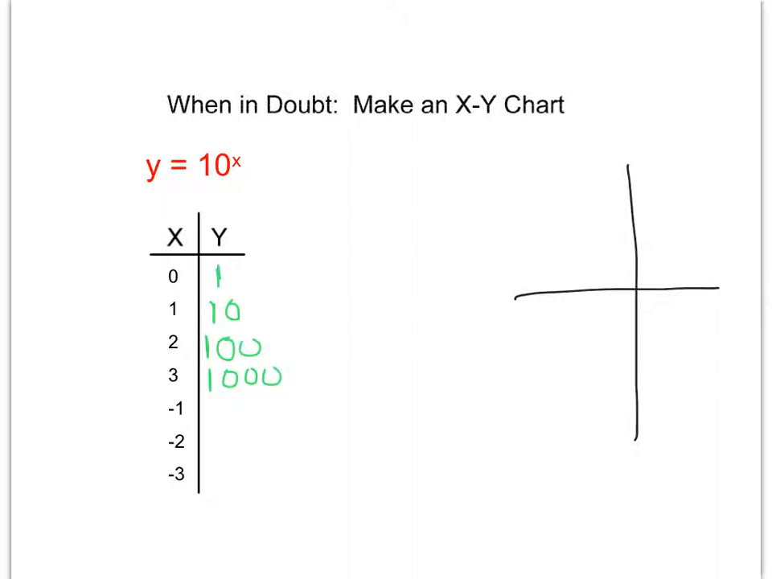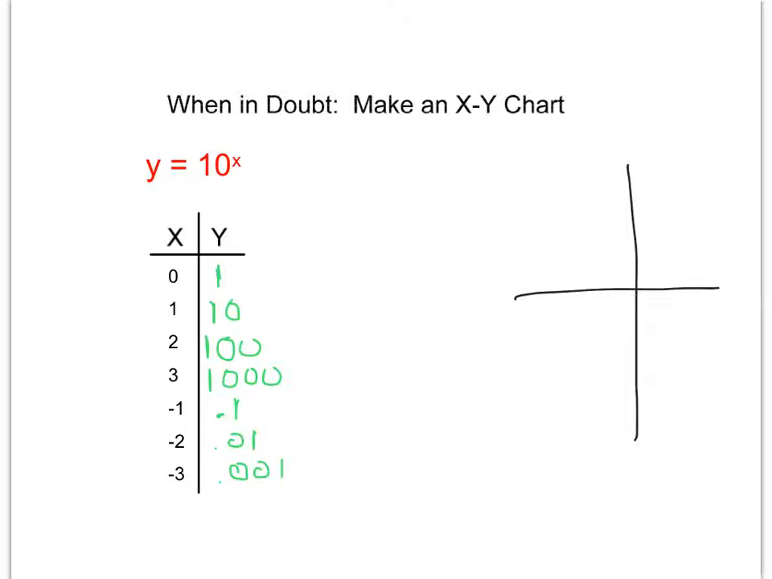When x is negative 1, it's the reciprocal of y when x is positive 1, so it would be 1/10, or 0.1. When x is negative 2, that's 10 to the negative 2 power, which is 1 over 100, or 0.01. And when x is negative 3, y equals 1/1000th, which is 1 over 10 to the third, or 0.001.